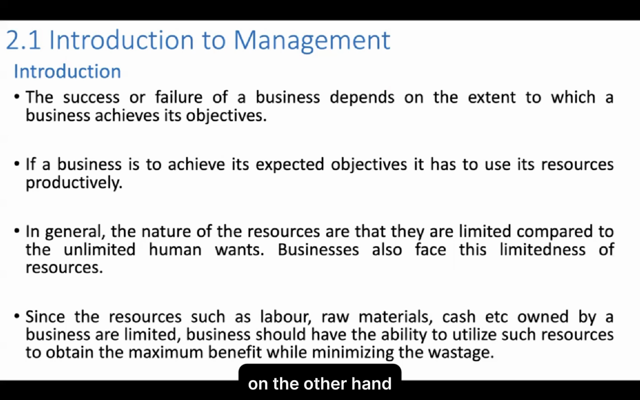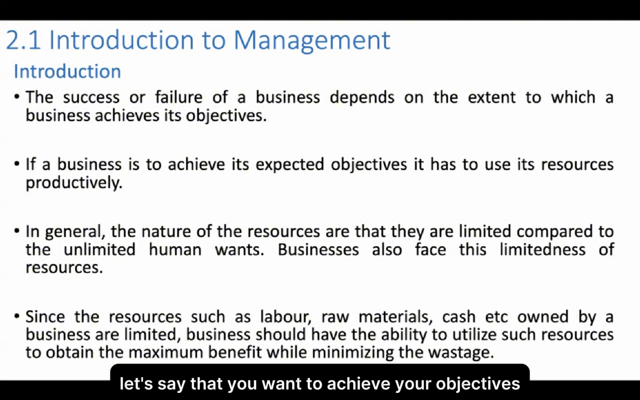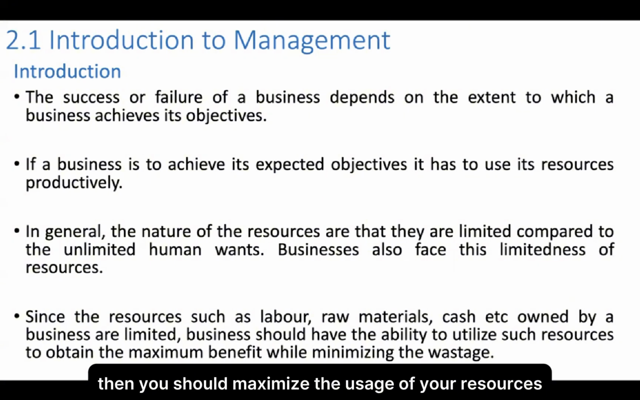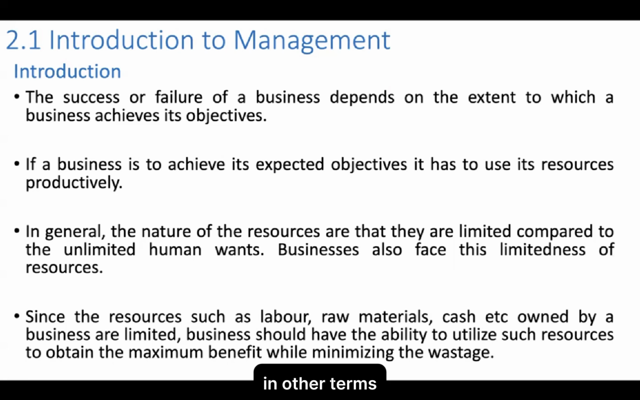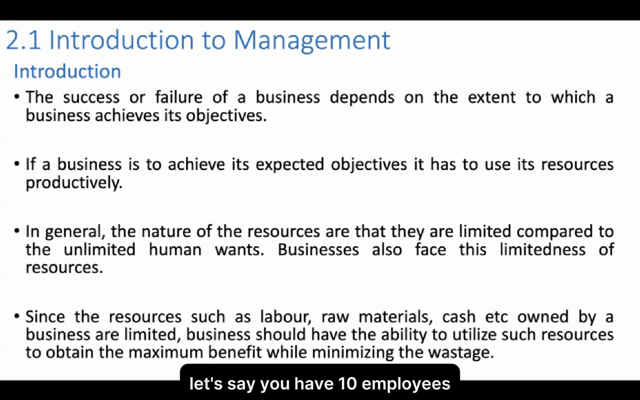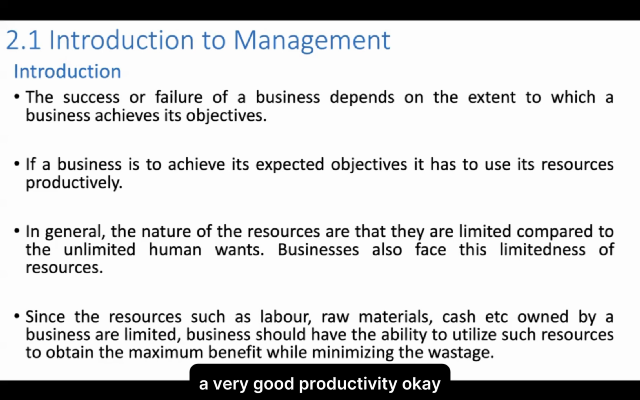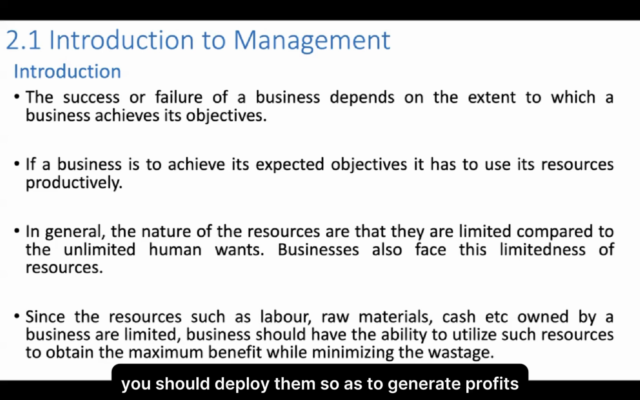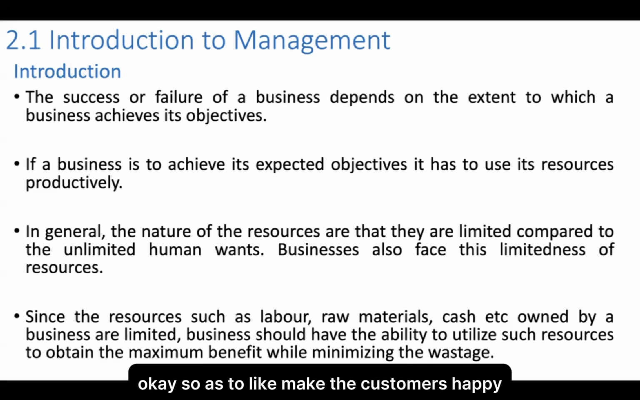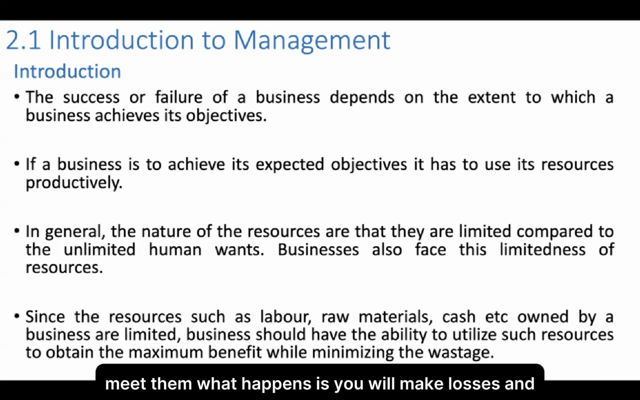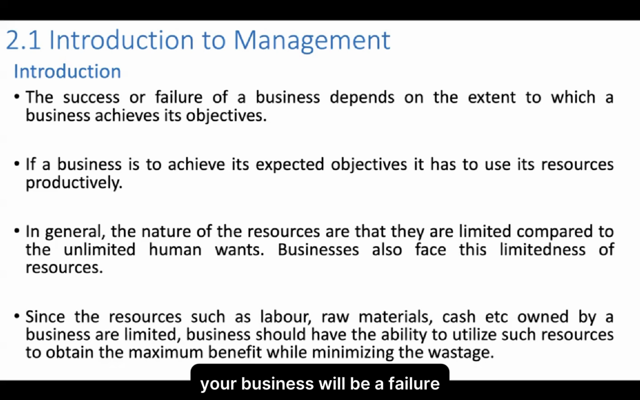On the other hand, if you want to achieve your objectives, then you should maximize the usage of your resources. In other terms, you should have very good productivity. Let's say you have 10 employees. You should deploy them so as to generate profits and to make the customers happy. Everything should be in such a way that you meet your business objectives well. If you cannot meet them, you will make losses and your business will be a failure.